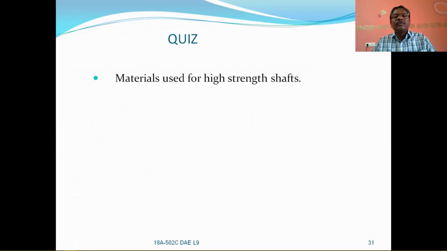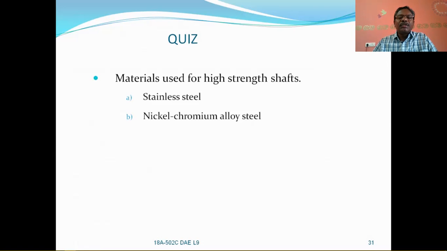from this lesson. Materials used for high strength shafts: A, stainless steel; B, nickel chromium alloy steels; C, iron; D, all the above. Which is the right answer? Here, for high strength requirements, generally we use nickel chromium alloy steels. So B is the right answer.